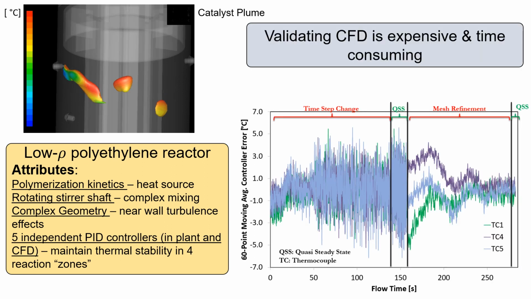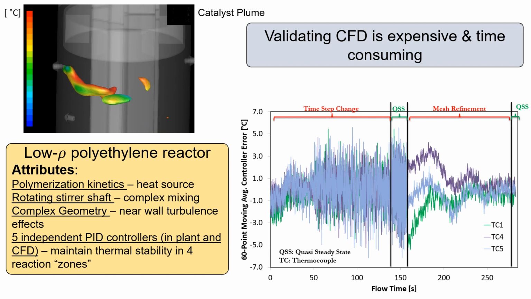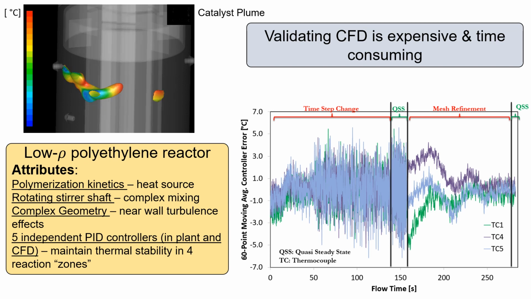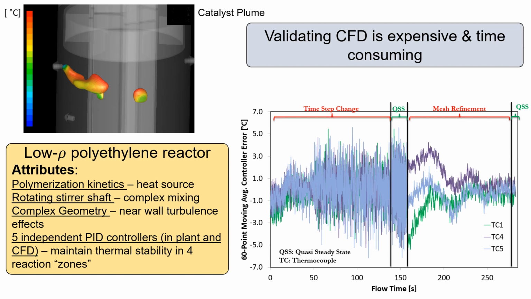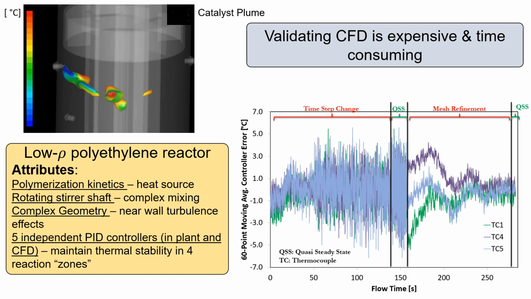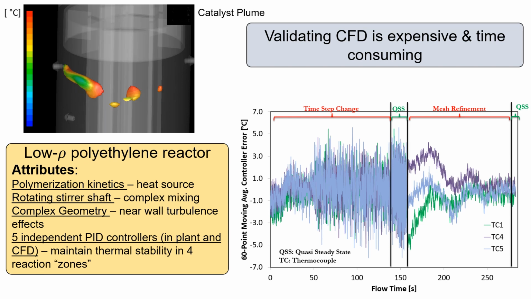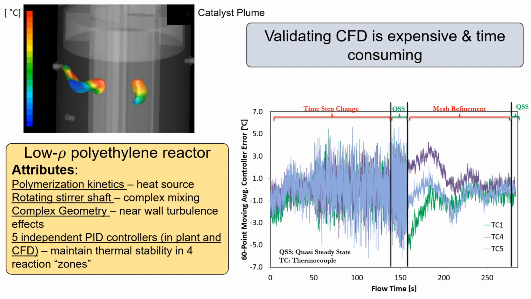Well, validating CFD is expensive and time consuming. The bottom of the page on the right shows a time plot, time series, where we're looking at temperature expressed as an error being a difference from set point, where -7 to 7 degree differentiation. On the left-hand side of this plot, we've made a time step change to evaluate time step independence. And we've marked there on the right-hand side of that section a QSS, meaning quasi-steady state, the region over which we were interested after we made the time step change.